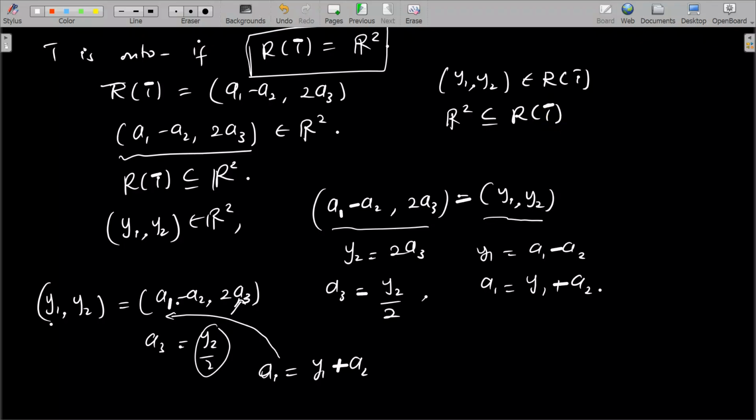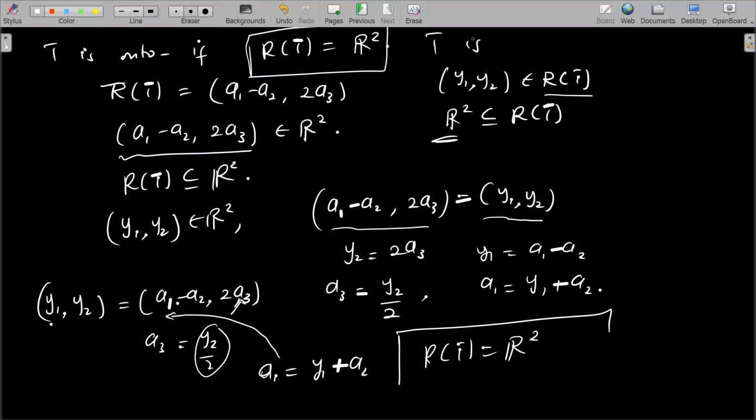How do you show that something is a subset? If you pick any arbitrary vector in R2 and that vector also belongs to the range of T, it means R2 is a subset of the range of T. So I'm going to write my final conclusion here: the range of T is equal to R2. So our range is the same as the codomain, meaning T is onto. So T is not one-to-one, but it's onto.